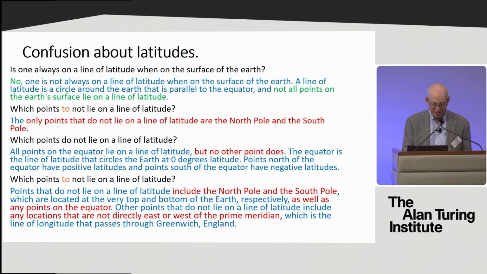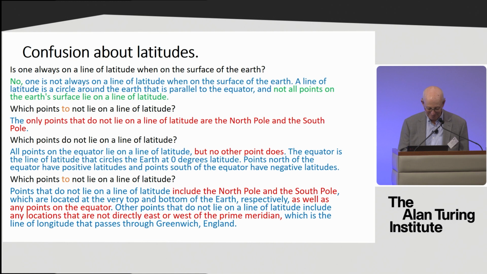And if I repeat my earlier error with the "do" instead of the "do not", then it says points that do not include the line of latitude and the North and South Pole, but also any locations which are not directly east or west of the prime meridian, which is basically everything.